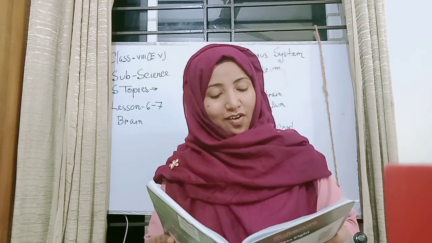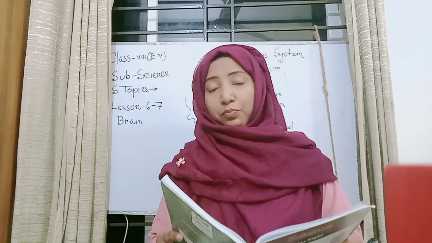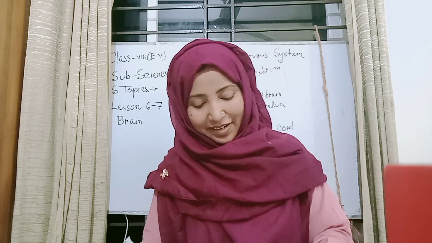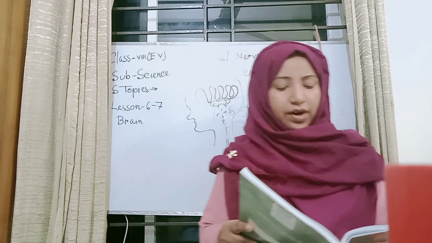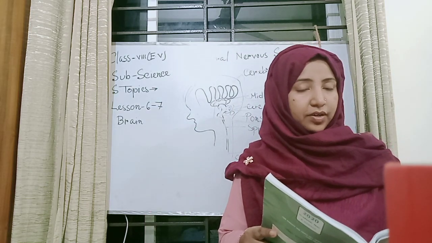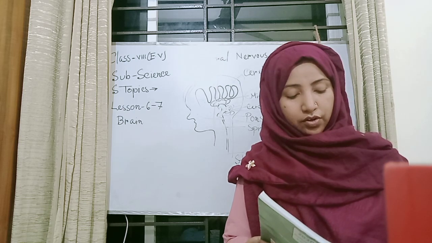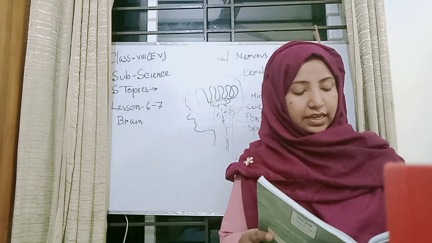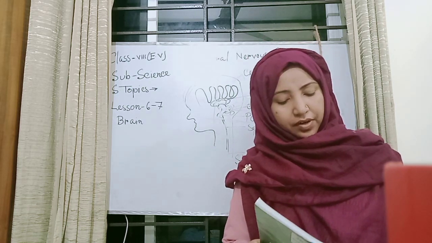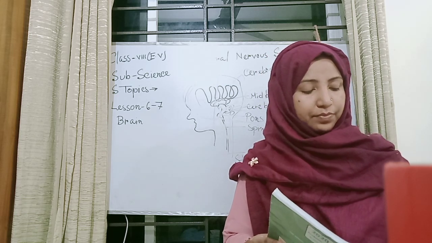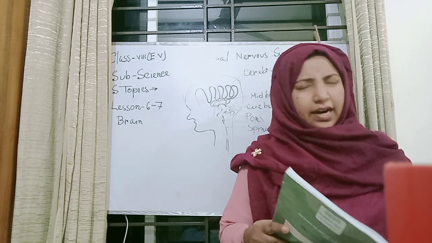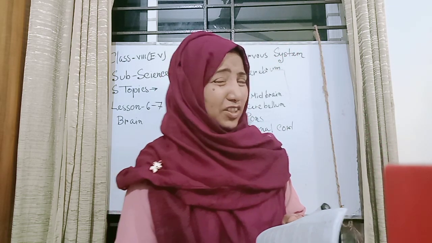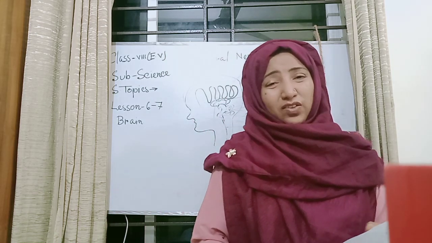The long stalk-like lowermost portion of the brain stem is called the medulla oblongata. Starting from the lower end of the pons, the medulla oblongata extends up to the spinal cord. It connects the brain with the spinal cord, so it is called the stalk of the brain. The medulla oblongata controls various reflexes like breathing, swallowing, heartbeat, etc.